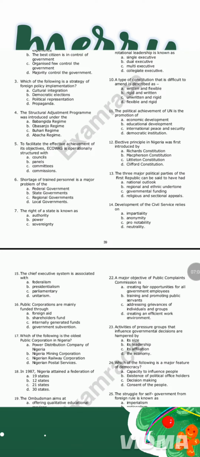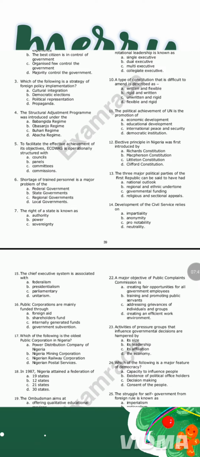So the answer to number 15 is option B, presidentialism. Question 16. Public corporations are mainly funded through. Now, public corporations simply means government enterprises or government business. So public corporations refers to businesses that are owned by the government, and most times public corporations do not run for profit. Rather, they render or provide essential services to the people or the citizens of the state.